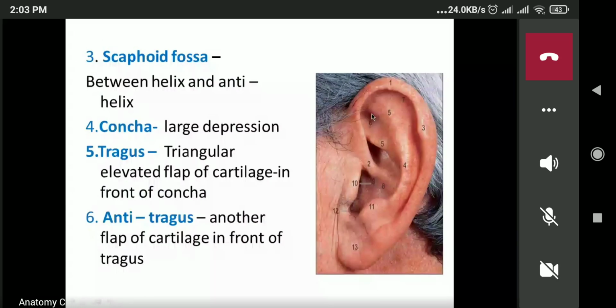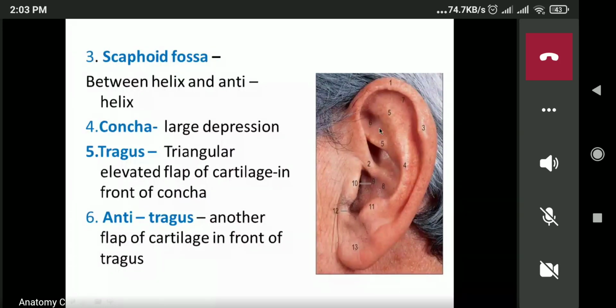Now coming to another space here between the helix and the antihelix. So this is the helix here, and this is the antihelix. Between the helix and the antihelix, there is a space, which is known as the scaphoid fossa. The space between the helix and antihelix is the scaphoid fossa, and this is the triangular fossa.